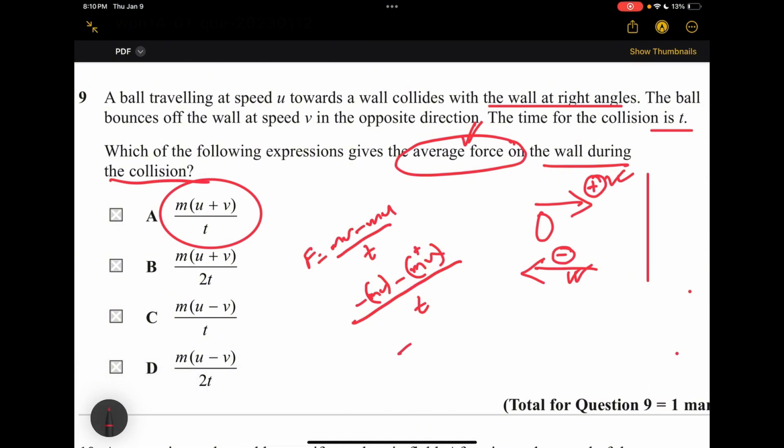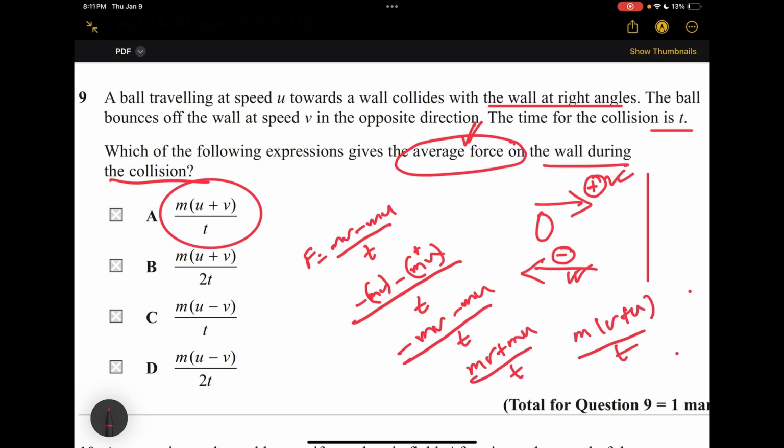Now as it is minus mv minus mu divided by time taken, let's convert them into positive ones. Let's write it down as mv plus mu divided by time taken, and you can also write it as m(v plus u) divided by time taken. So basically our answer will be... no, my bad, the answer will be A. We cannot take 2t, we will take 1t, because the time they have set is for the overall collision. So our answer is A.